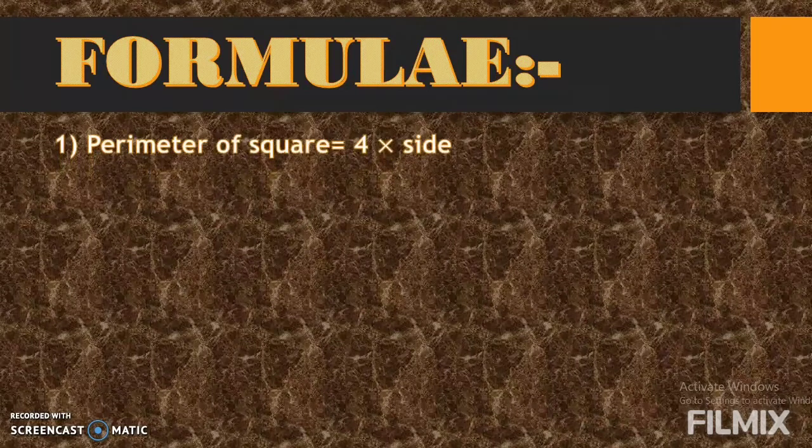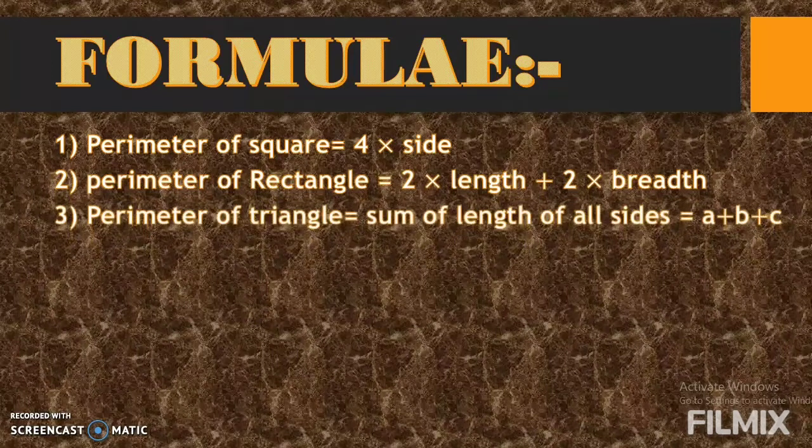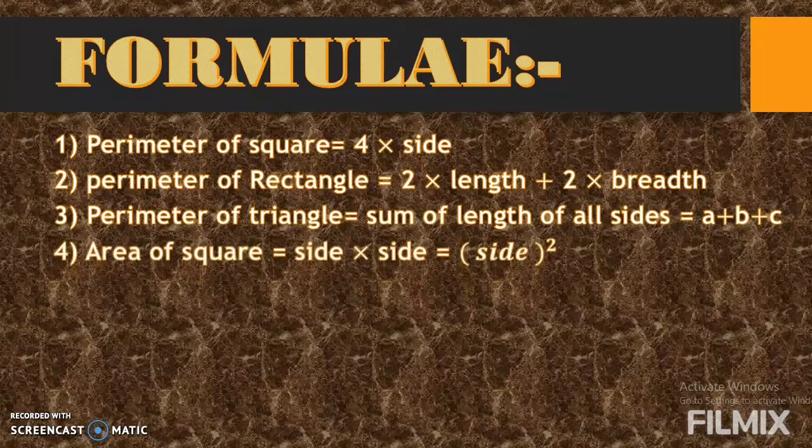First one, perimeter of square is equals to 4 into side. Second, perimeter of rectangle is equals to 2 into length plus 2 into breadth. Third, perimeter of triangle is equals to sum of length of all the sides, that is equals to A plus B plus C, where A, B, C are length of sides of triangle.